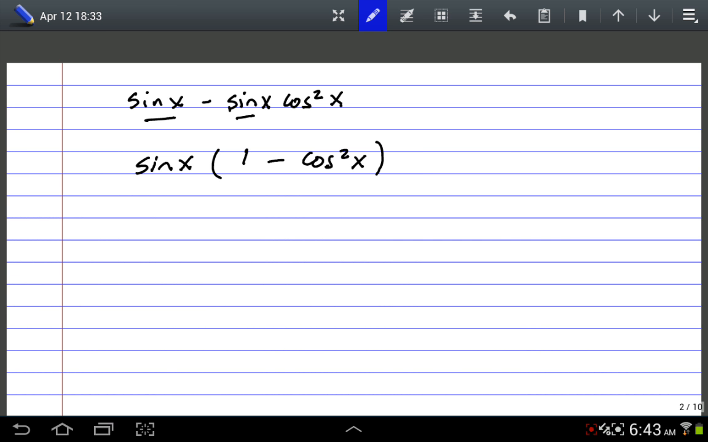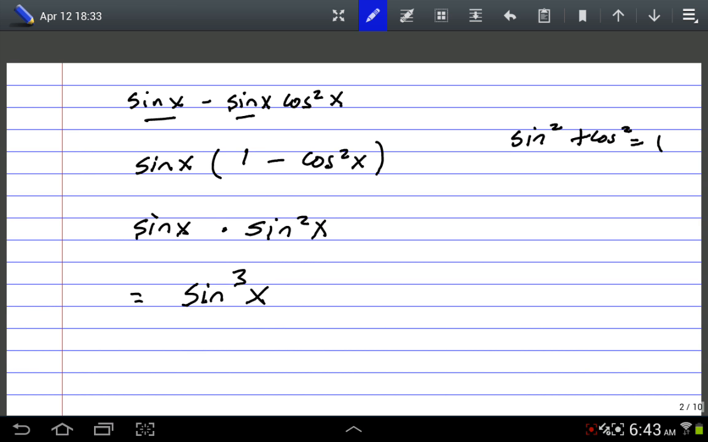All right, so now let's think about our Pythagorean identity with cosine squared. What we know, sine squared plus cosine squared equals 1. So 1 minus cosine squared would be sine squared. Okay, so instead of writing 1 minus cosine squared here, I'm going to write that as sine squared. Now, let's see if you can simplify that. So what's sine times sine squared going to give me? Sine to the 3rd. Yeah, think about it. Does it make sense? Okay. It would be sine cubed x.